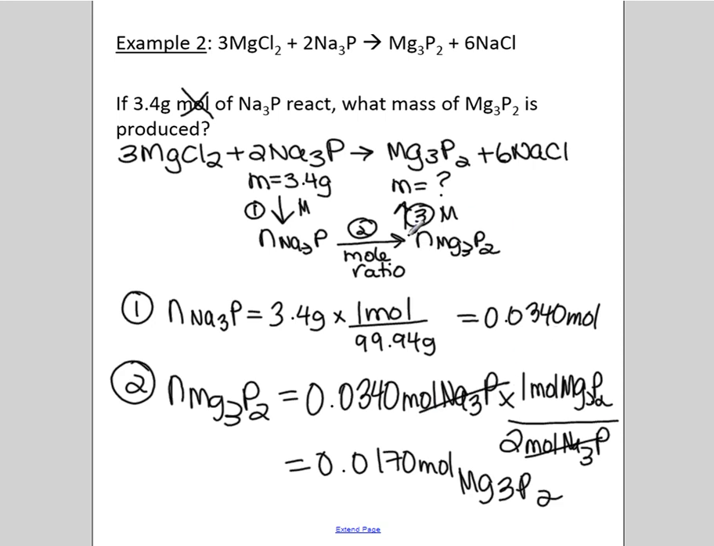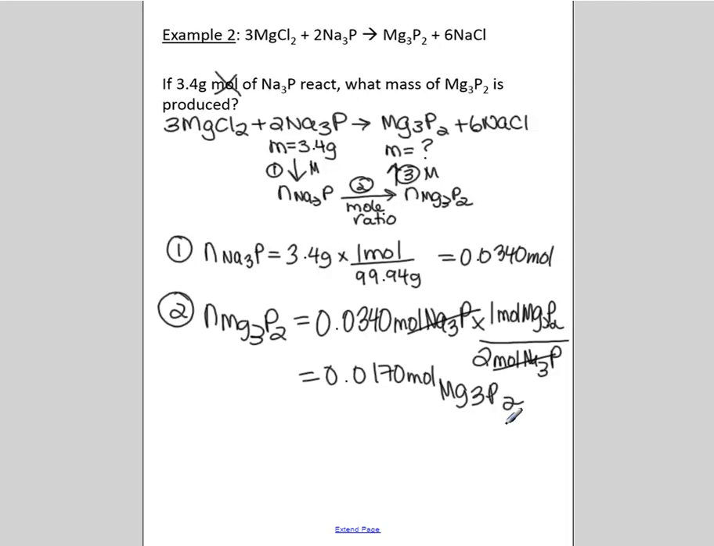So now we're over here trying to find out what the mass of magnesium phosphide is. So if you want to try this step, go ahead and pause. We're going to take our answer here from step 2 and change it back to its mass. But this time you want the molar mass of magnesium phosphide, so you're going to have to do that calculation yourself. If you're ready to check, you can follow along with our answer here.